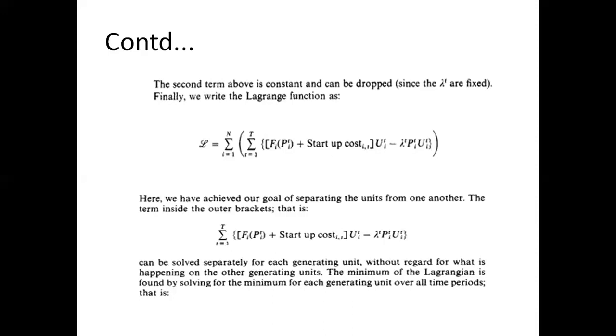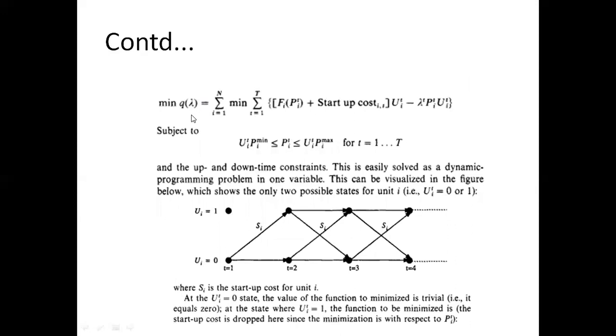The term inside the outer bracket can be solved separately for each generating unit, and the minimum of the Lagrangian is found by solving for the minimum of each generating unit over all the time periods. That is, the minimum of q lambda is the summation over i equal to 1 to N of the minimum of the summation over t equal to 1 to T of F_i(p_it) plus the startup cost S_it times u_it, minus lambda_t p_it u_it, subject to u_it p_i minimum less than or equal to p_it less than or equal to u_it p_i maximum for t equal to 1 to T, and the up and down time constraints.